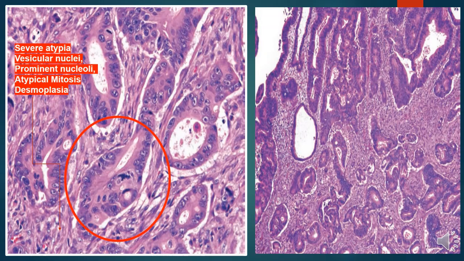In continuation of the previous slides, this is a deeper view of this tumor, which shows the invasive glands demonstrating more severe atypia. Easily appreciated, the nuclei are very pleomorphic. Hyperchromasia is there, the vesicular nuclei with open chromatin are there, and prominent nucleoli are also there. Frequent mitosis is also appreciated in this image. There is also prominent desmoplasia around this invasive component.